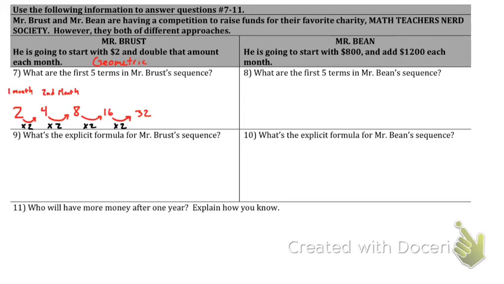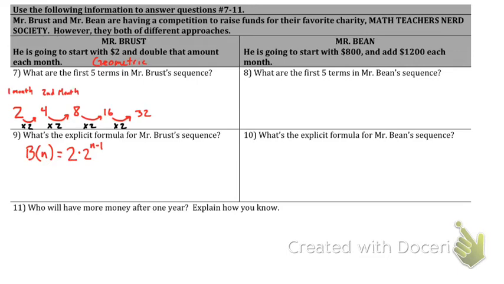So let's call it B for Mr. Brust. So the sequence B of n equals, and remember the formula for geometric, check your notes if you forgot, is we want to put the first term here. In this case, $2 or 2. And then after that, since it's geometric, we're going to put our common multiplier. In this case, it's 2, so times 2 for the common multiplier, and then we throw n minus 1 as an exponent there. Okay.